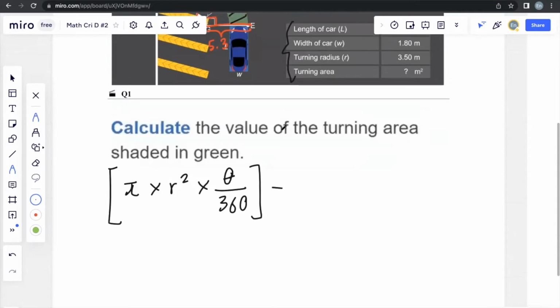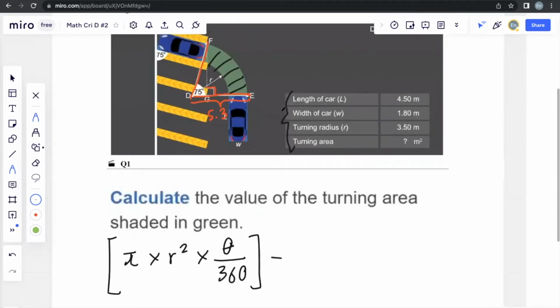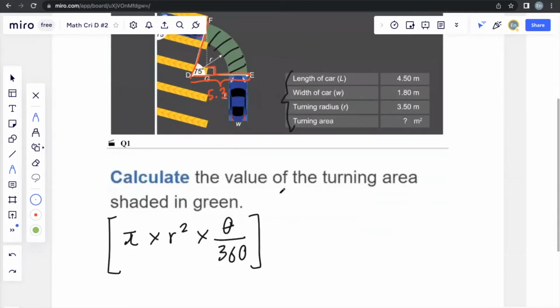So with this formula, we'll find the sector. And to find the turning space here, we can subtract the smaller sector that's shown here. So there are actually two sectors. There's one larger sector outside here, and one smaller sector inside here. If we subtract the two, we would get the turning area shaded in green. So it's pretty much the same formula, except that there are two different radii.